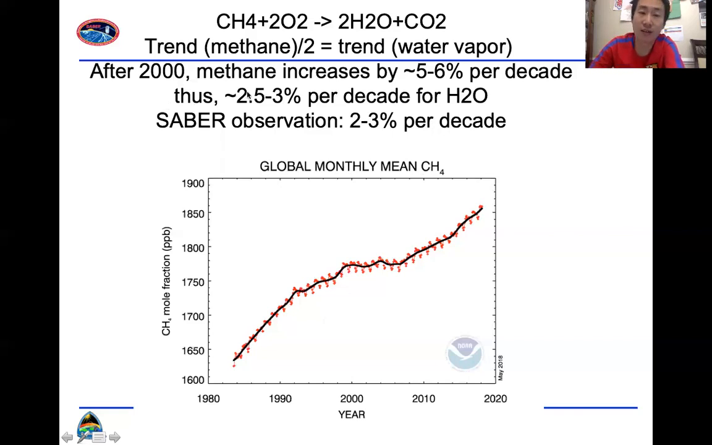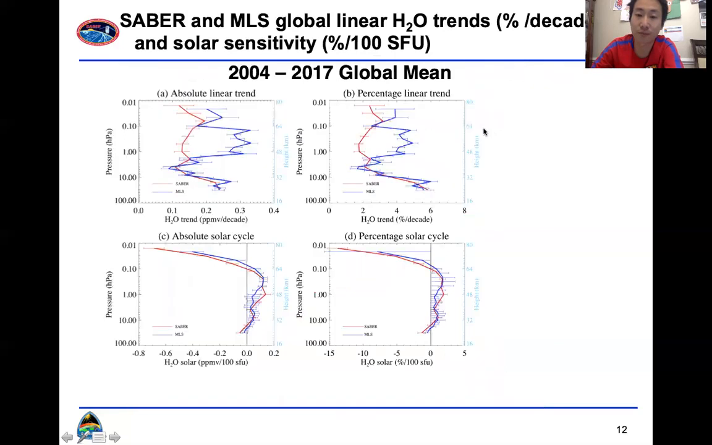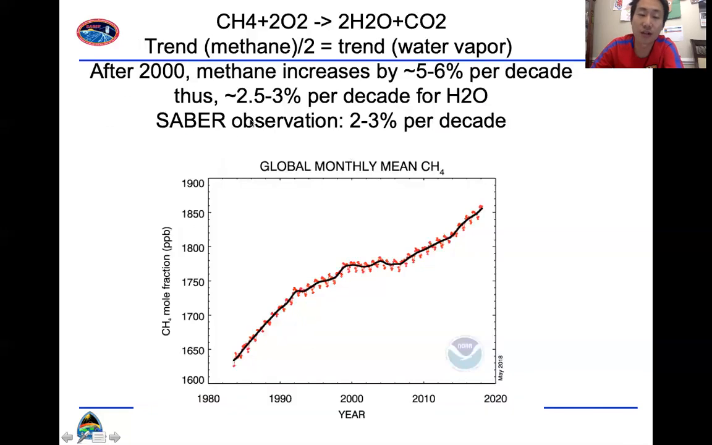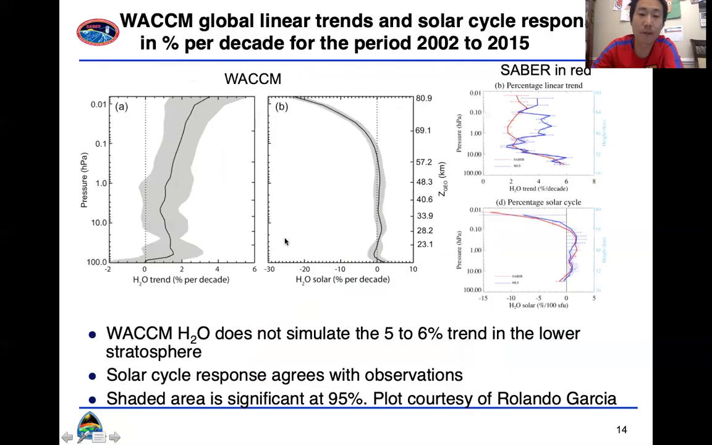You can see constantly increasing methane. After 2000, methane increases by about 5 to 6% per decade. This corresponds to about 2.5 to 3% per decade for water vapor. SABER observed about 2 to 3% per decade. Here's SABER. So the SABER observation is consistent with theoretical methane chemistry.